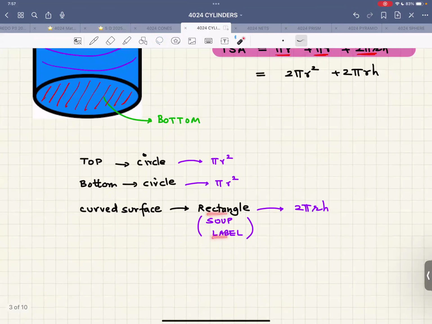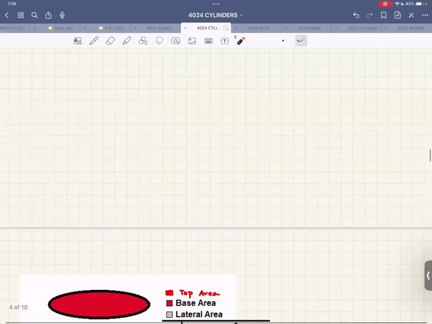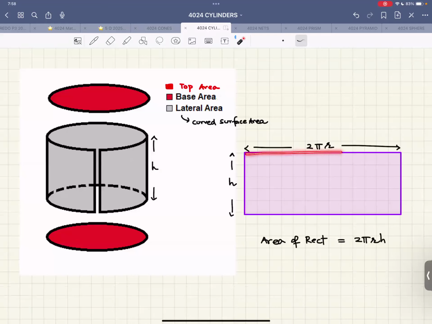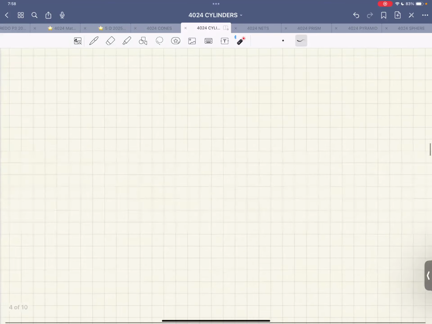Rectangle, soup label. I think I might have opened this up. Yeah, something like this. So if I take this soup label and open it up, it opens up like this. So this is 2 pi r into h. That is the area of the rectangle, 2 pi r h. All good, all clear? So now let's move on.